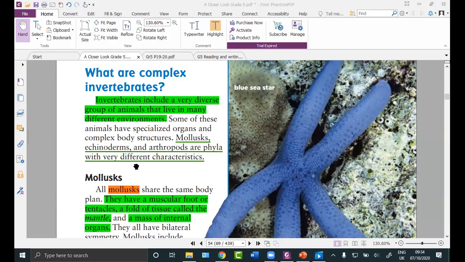Invertebrates include a very diverse group of animals that live in many different environments. Some of these animals have specialized organs and complex body structure. Mollusks, echinoderms, and arthropods are phyla with very different characteristics.